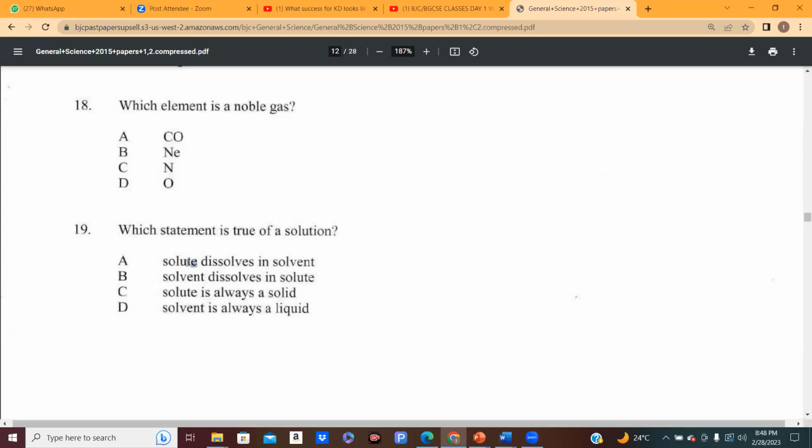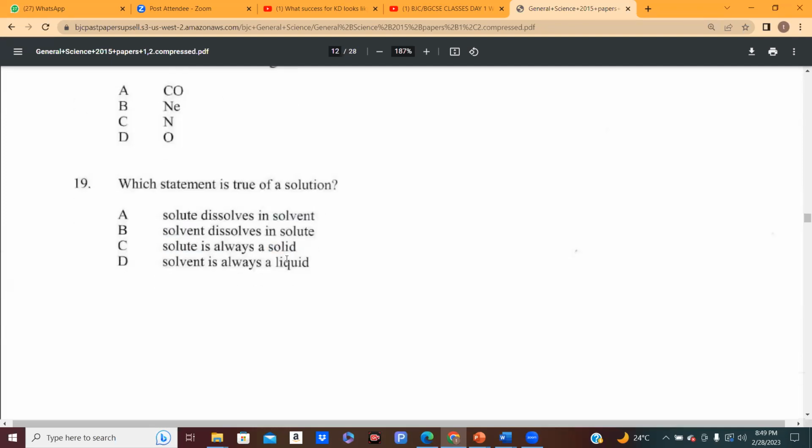So the solute would be something like salt, and the solvent would be something like water. The salt is going to dissolve in the water. That's what the solution is. Or the solute could be sugar, and the solvent could be water. When the sugar dissolves in the water, that's a solution. Okay.